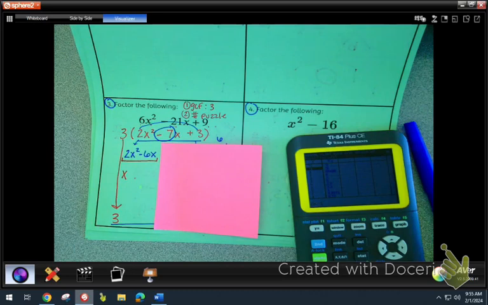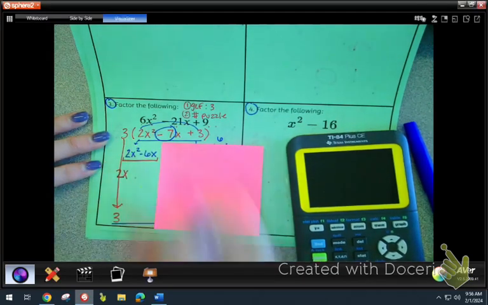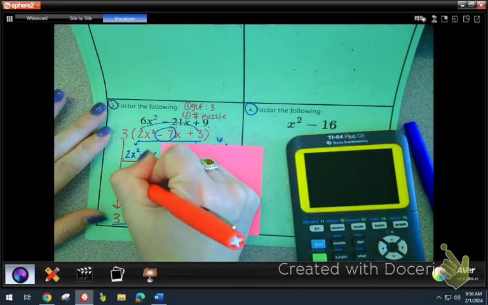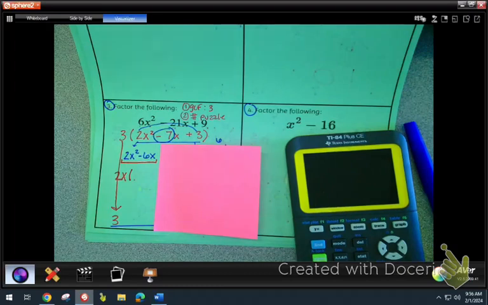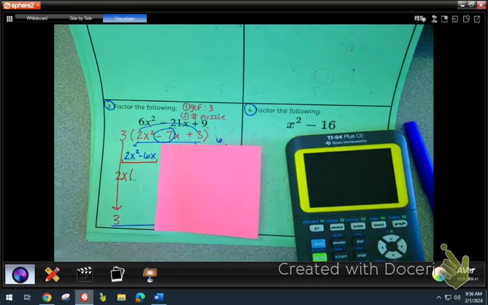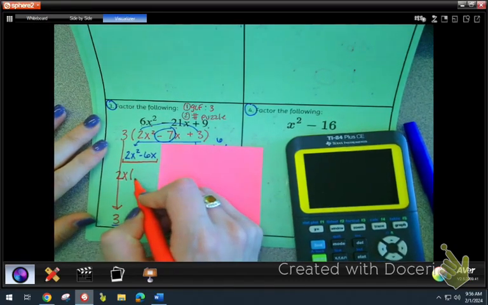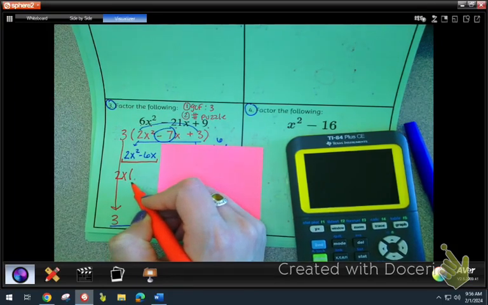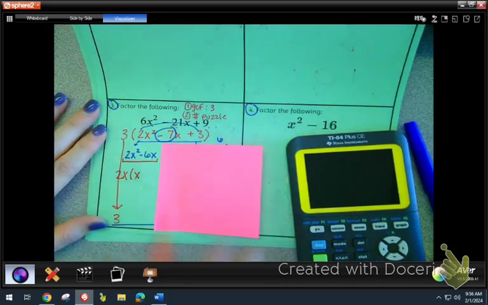What do they have in common? We already got the x. 2 and 6. What's the common factor between 2 and 6? 2. Oh, so put a 2x right there. When you take out the 2x, you're dividing out a 2x. So 2x squared divided by 2x. What's 2 divided by 2? 1. What's x squared divided by x? 2 x's. Take one out. It's just an x.